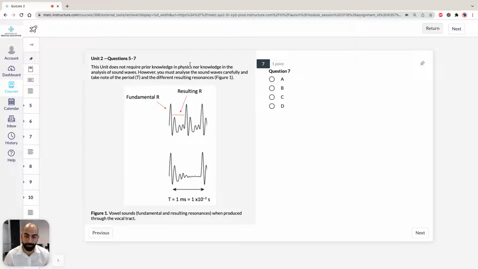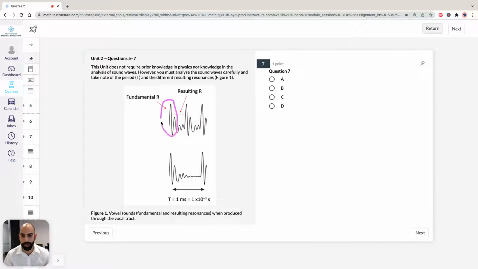The important thing about this unit is that you actually don't require any prior knowledge in physics nor knowledge and analysis of sound waves. It just requires a very keen eye. So take note of the distances in periods. Remember, a period is the distance between the two amplitudes or the two peaks. And take note of the actual fundamental and resulting resonances. So you've got here your fundamental resonance.